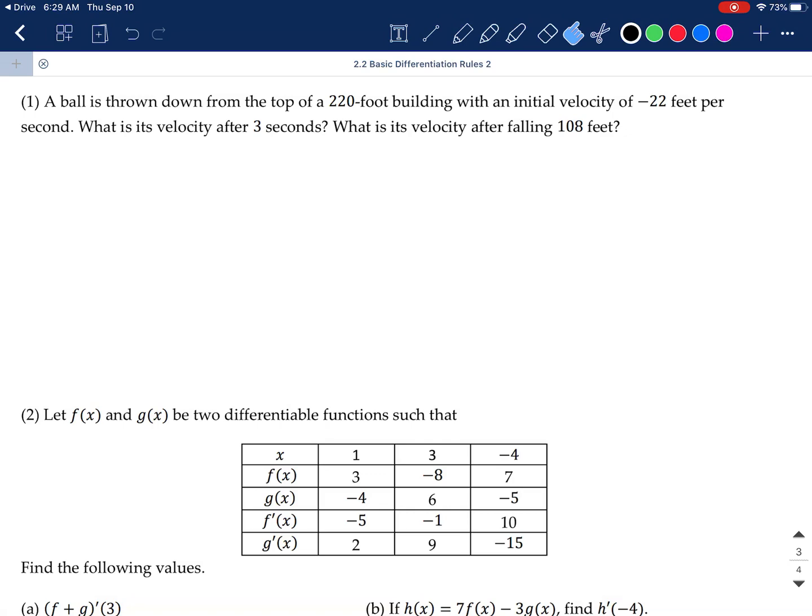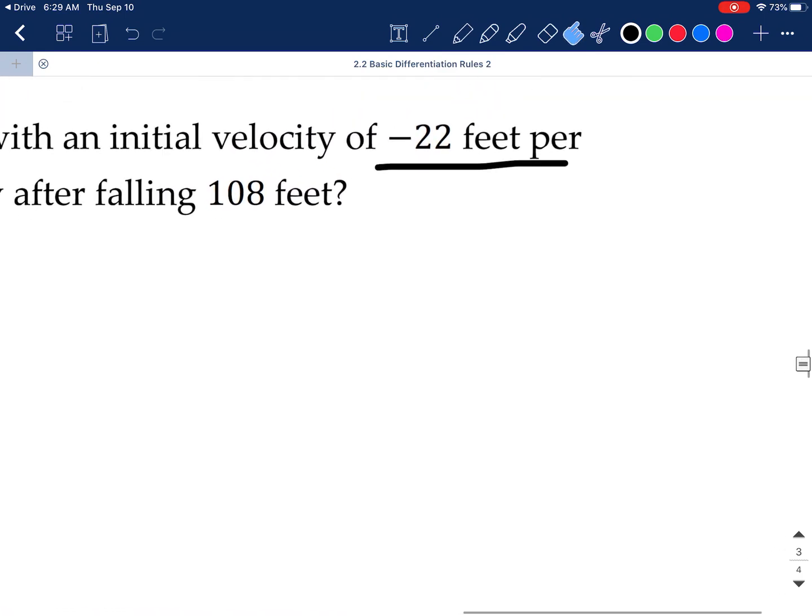So we've got a ball that's thrown down from the top of a building with an initial velocity of negative 22 feet per second. I'll just note velocity has sign because velocity is a vector and it describes the direction and speed together. So the speed is 22 feet per second. The direction is down, which we would use a negative sign for.